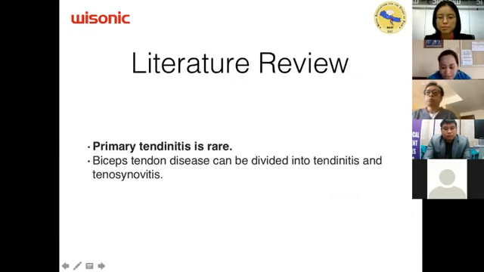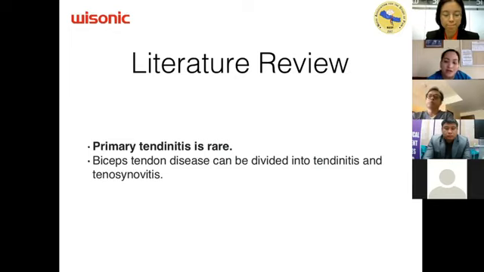So whenever we see or suspect biceps tendinitis in ultrasound scanning, we should be very careful before jumping into that diagnosis and intervening, because primary bicipital tendinitis is very, very rare. I think in my practice, I have not seen an isolated biceps tendinitis till date. Biceps tendon disease can be divided into tendinitis or tenosynovitis, but mostly it is associated with rotator cuff pathology. So you always have to rule out rotator cuff pathology before making a diagnosis of primary bicipital tendinitis.